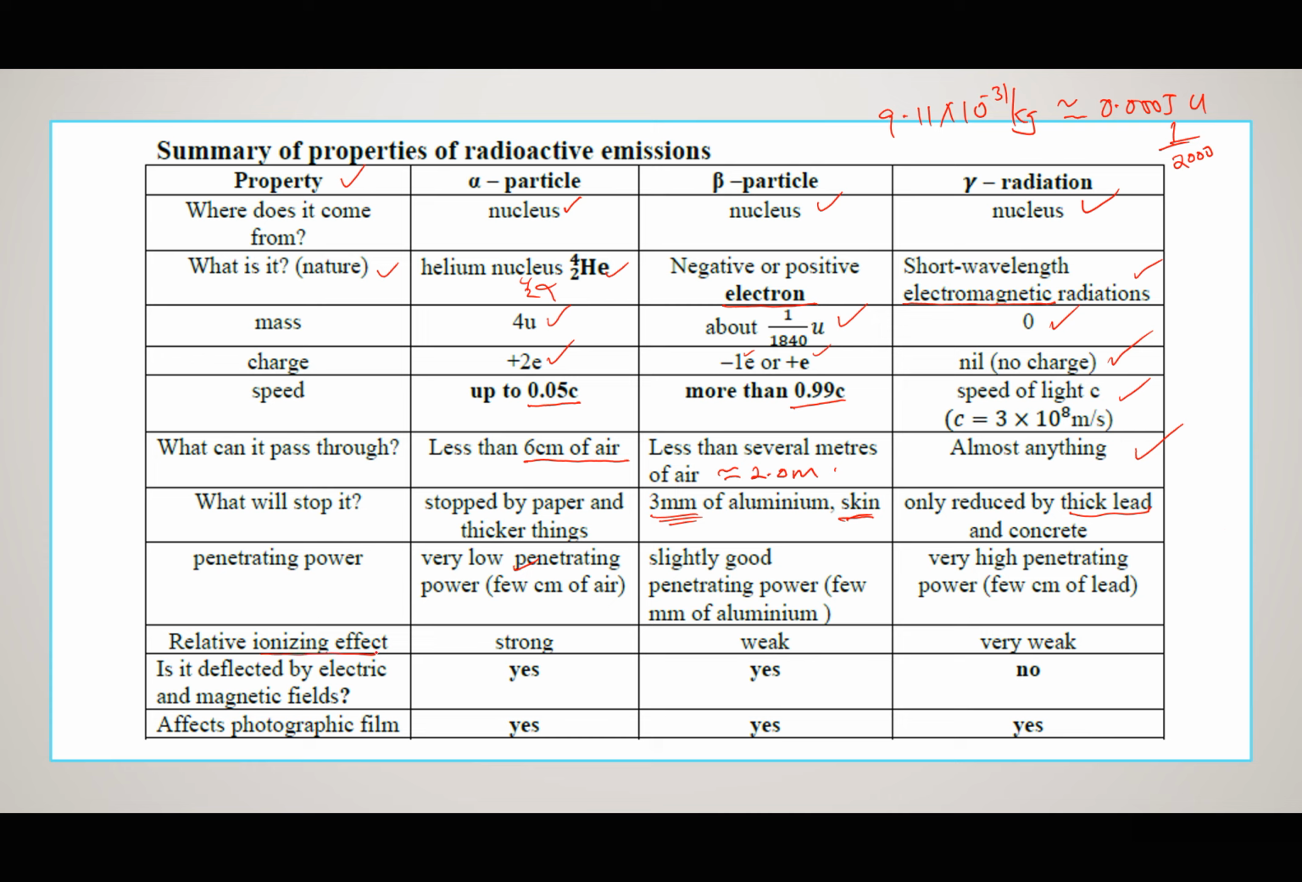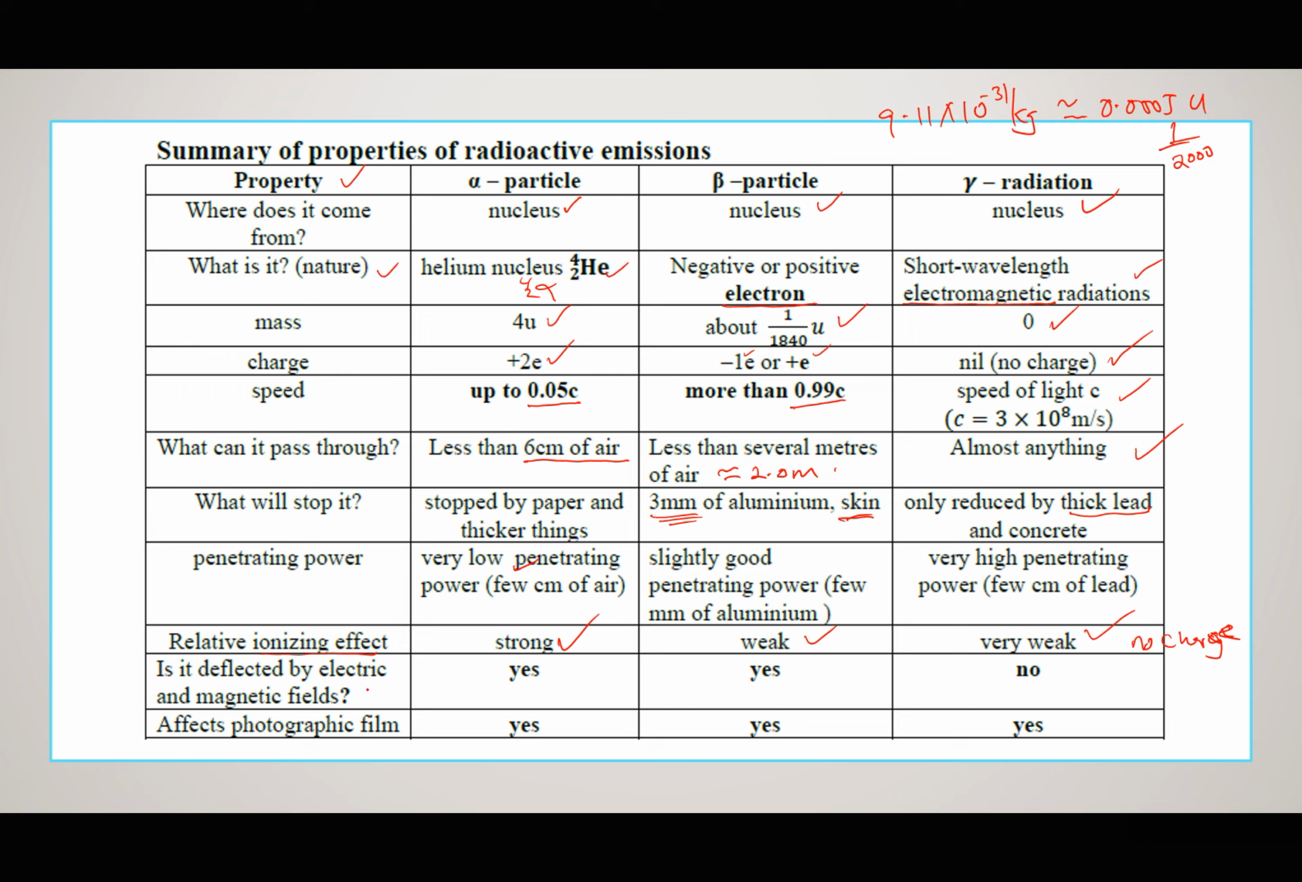Relative ionizing effect. Remember, ionizing effect depends on charge. So alpha is going to be the strongest, beta is going to be weak, and gamma is going to be very weak. Alpha is the strongest because of its charge, positive 2e. Beta is relatively weak because it has a relatively smaller charge, but gamma is very weak because it has no charge. No charge makes it weak.